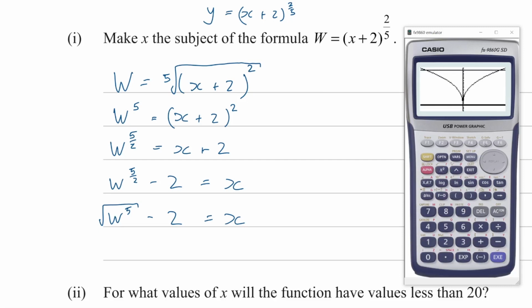We could actually hit F5, Gsolve, ISCT for the intersection points. And here it says x is negative 1790, or x is 1786. So when x is between those two values, the function has an output of less than 20.